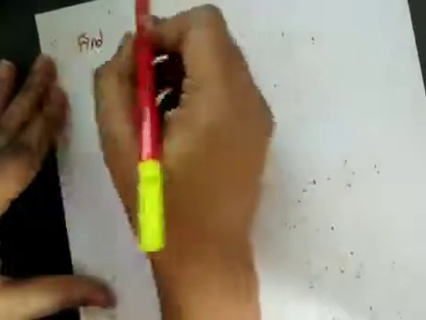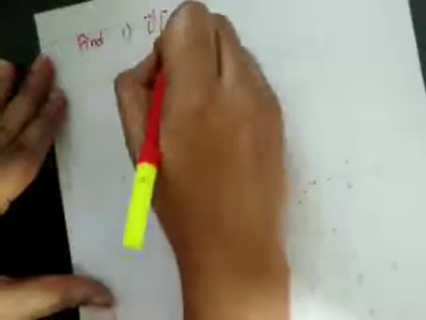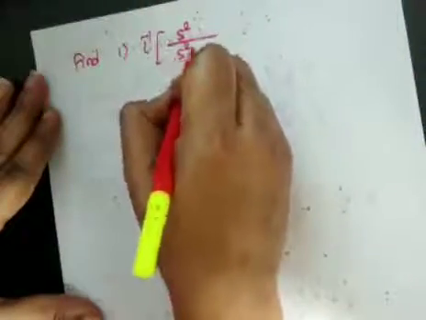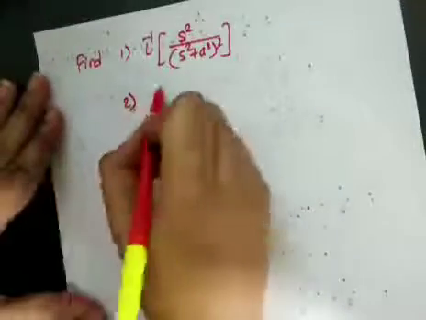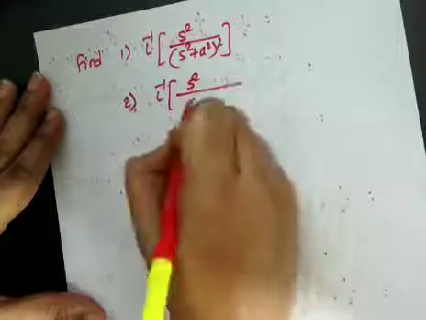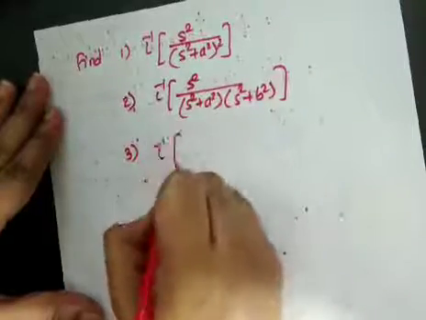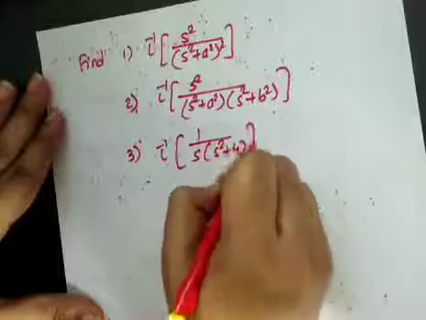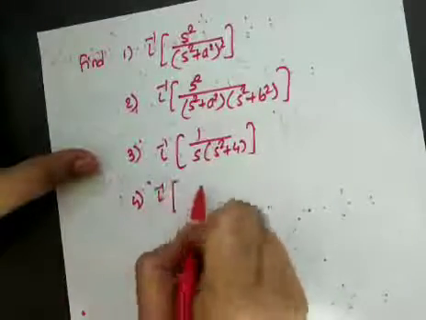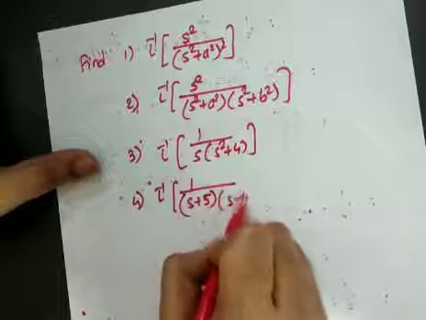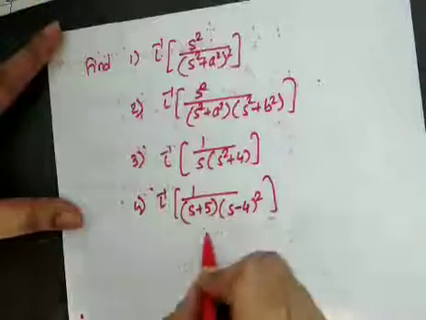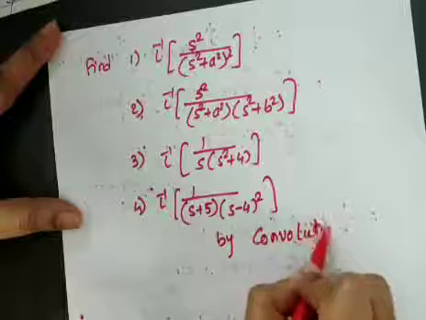There are some exercises for you, so try to solve them. Find Laplace inverse of s square upon s square plus a square, whole square. Second, Laplace inverse of s square upon s square plus a square into s square plus b square. Third, Laplace inverse of 1 upon s into s square plus 4. Next, Laplace inverse of 1 upon s plus 5 into s minus 4 whole square. All of them by convolution theorem.